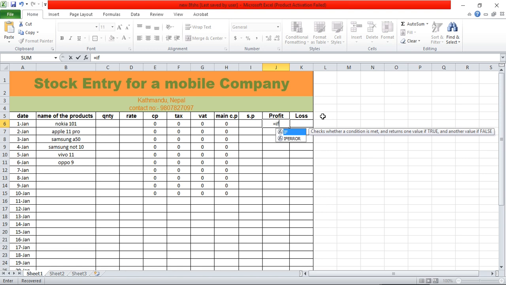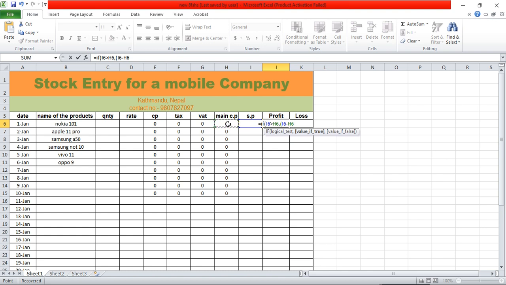What is the condition? See, it is asking you for the logical test. That means it is asking you for the condition. What condition do you want to put? The condition is, if selling price is bigger than cost price, then comma, which you will understand as then. With the bracket, it is asking for value if true. Value if true means, what will be the result for this type of scenario? The result will be SP minus CP.